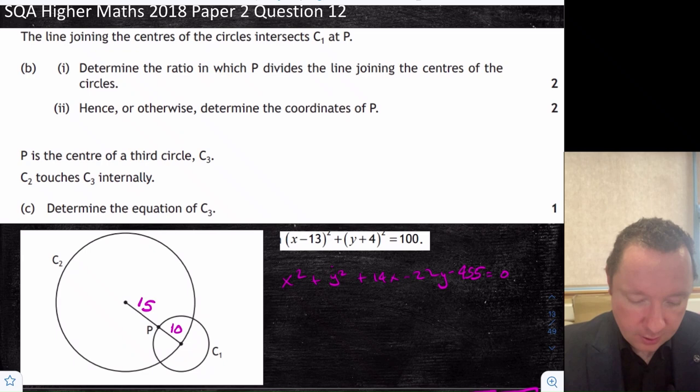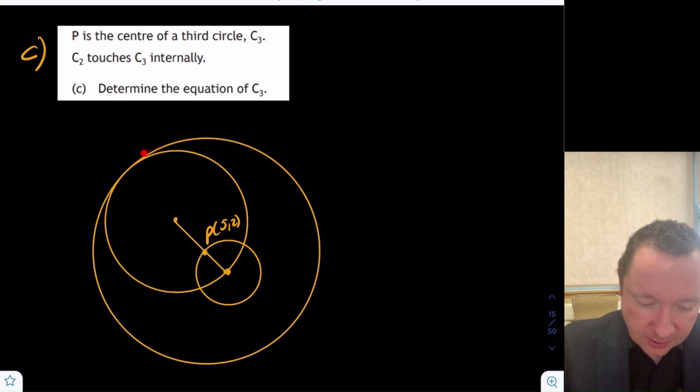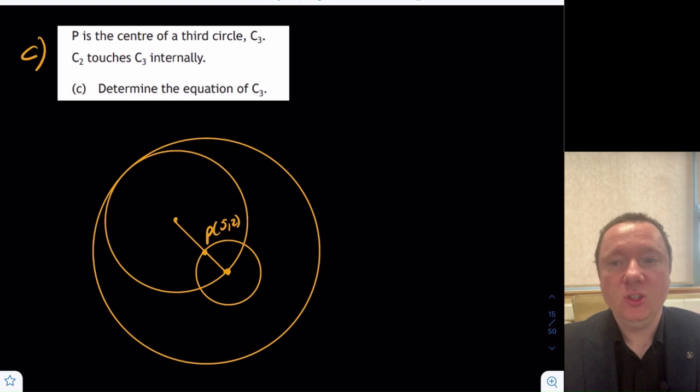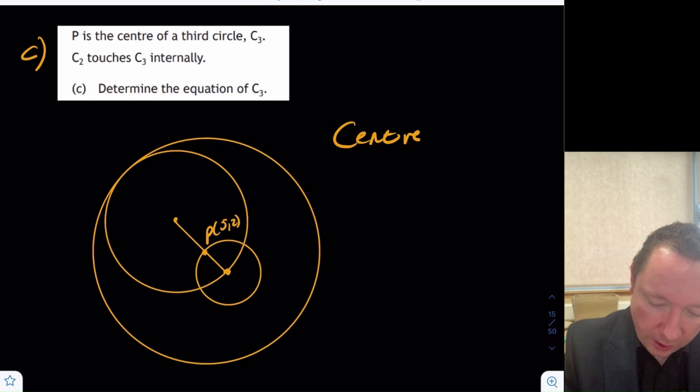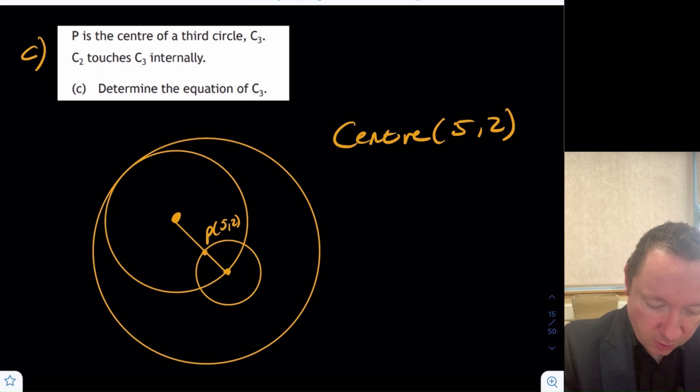So it's best to probably draw a picture for this one. So there's our picture, we've got the original picture, and then we've got this new circle, and it says that C2 touches C3 internally, so it's touching it at one point inside the circle. And we have to determine the equation of C3. Remember, P is the centre of this big, massive circle. So our centre, we already know, is (5, 2). And we need to work out our radius. But we already know some information from what we've already worked out previously. We know that the radius of this big circle here is 25.